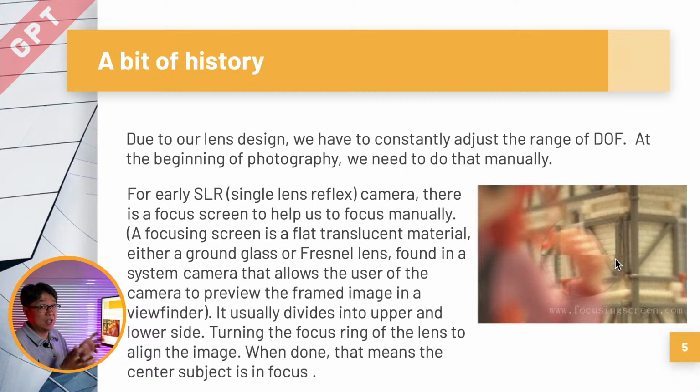This idea is still used in DSLR as well. They have what we call the focus line to help the sensor to focus. It usually divides into upper and lower parts. Then we have to turn the focus ring on the lens to align these two images. When these two completely align, it means it's focused.